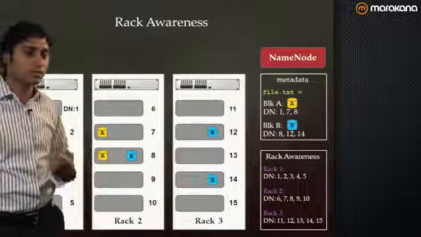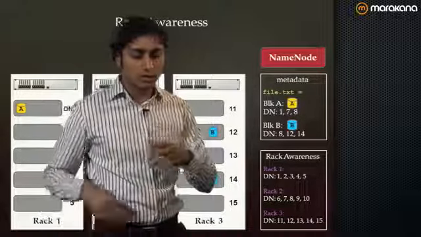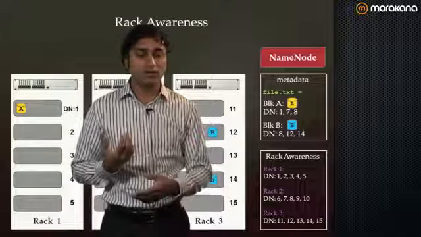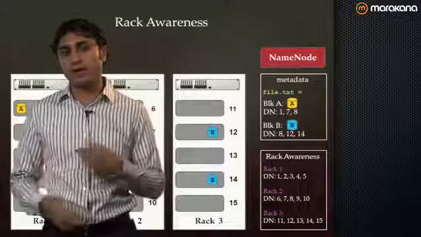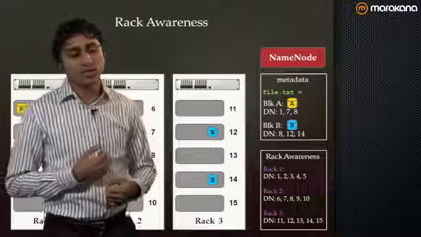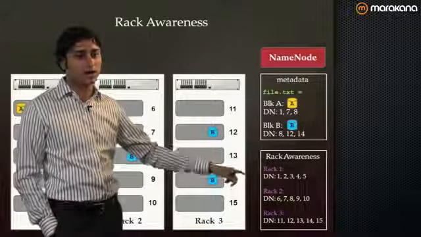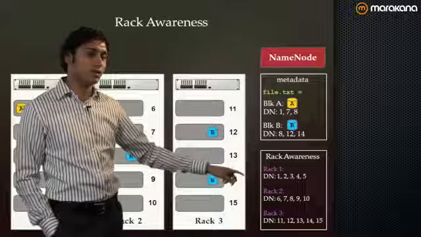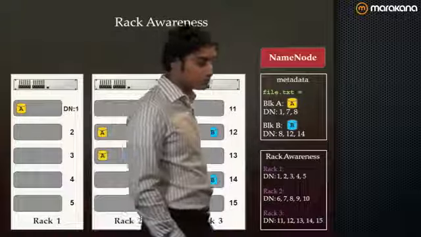Another thing is that the name node is rack aware. That means that the name node knows what rack each data node is on. You have to actually manually configure that on the name node via a bash or Python script. It's pretty simple to do. And now this name node knows that rack 1 has data nodes 1, 2, 3, 4, and 5, and rack 2 has the next 5 data nodes.